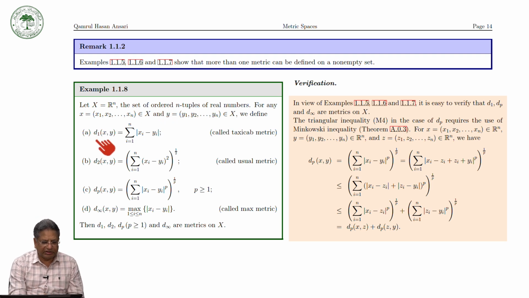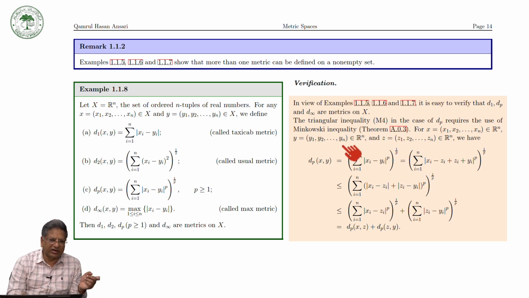First, we call this the d1 metric. We define d1 as a function on X cross X such that d1(x, y) is equal to the summation, i runs from 1 to n, of mod of xi minus yi. It is the same as mod of x1 minus y1 plus mod of x2 minus y2, and so on, plus mod of xn minus yn. So we are extending the second example.